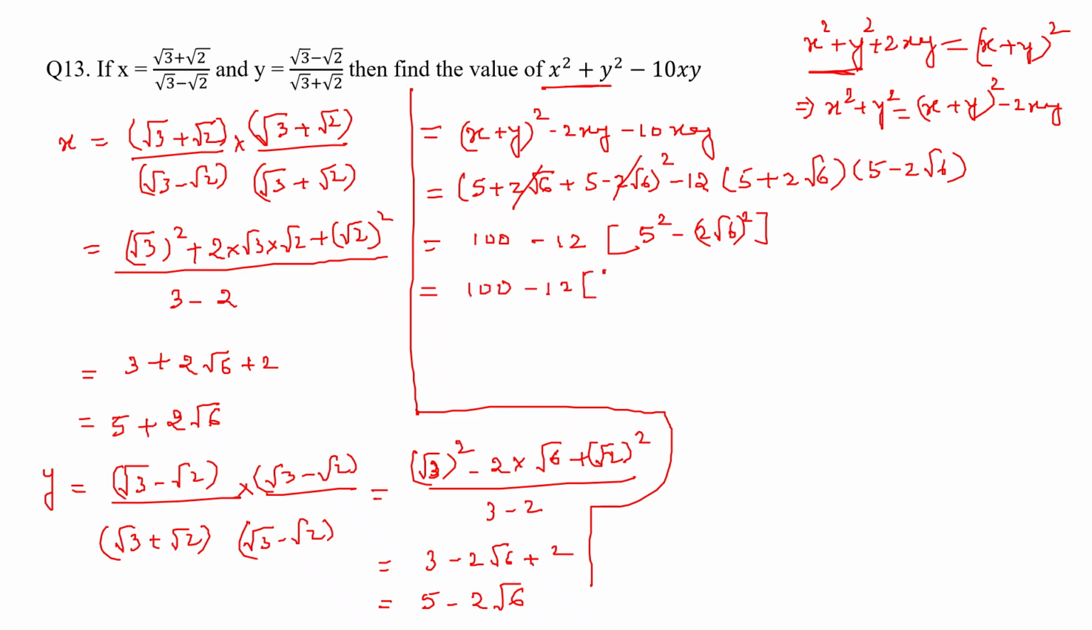5 square is 25. 2 square is 4 and root 6 square is 6. So 4 into 6, 24. So actually here you will get 1. So it is 100 minus 12 which will give me 88 as the answer. Okay. So these questions are like if it comes, it may carry 3 marks or 4 marks. Okay. Now moving to question number 14.